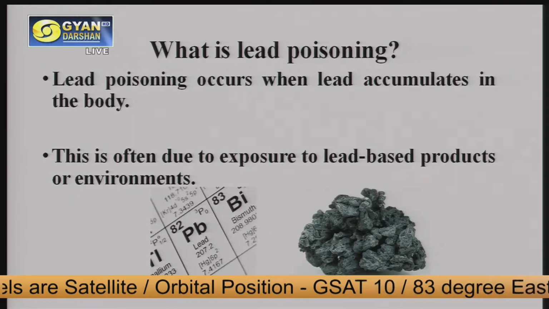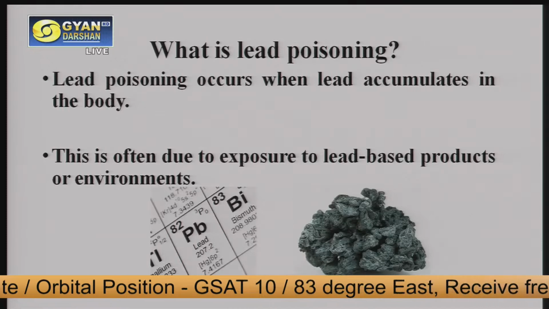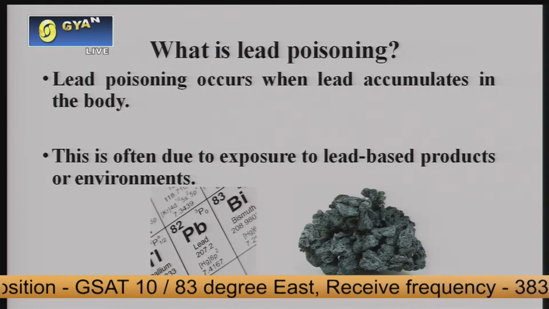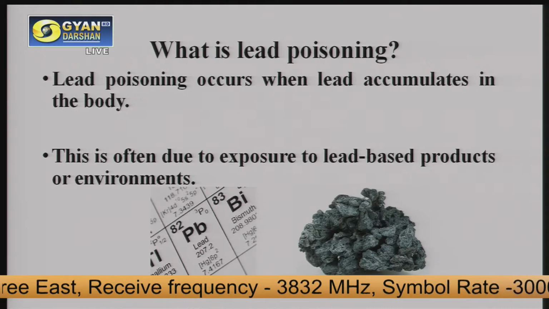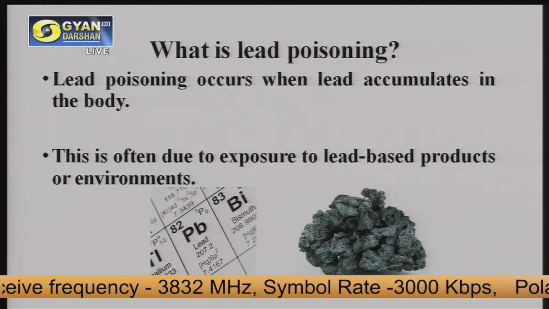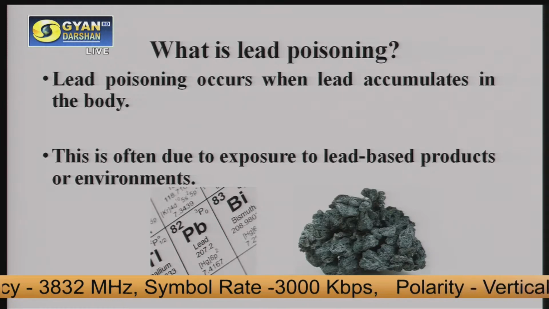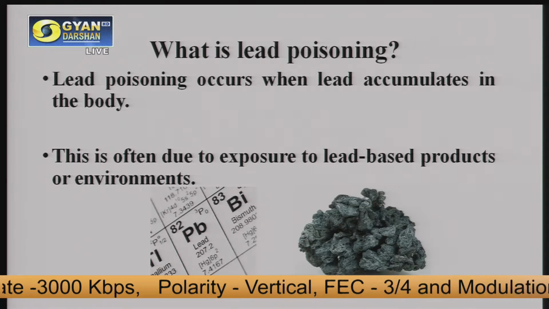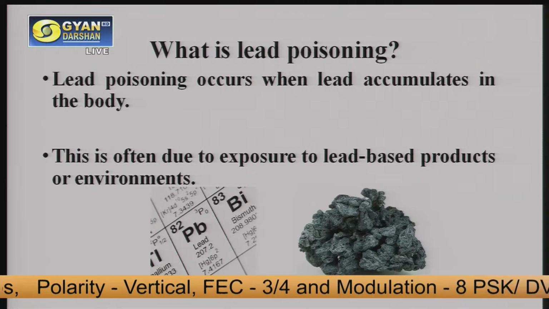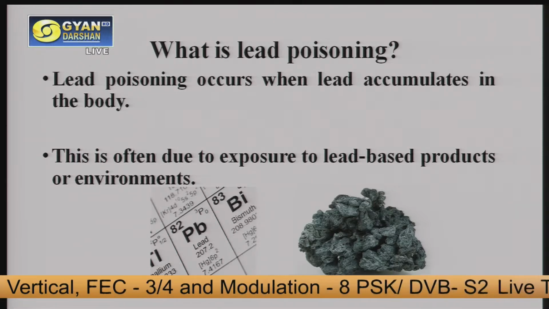So what is lead poisoning? Lead, as you know, is a heavy metal. Lead is soft, malleable, ductile, and it has less corrosive properties. That is why it is used extensively. So lead poisoning occurs when lead accumulates in the body. When does this happen? Due to the exposure to lead-based products in an environment which has a high lead content.